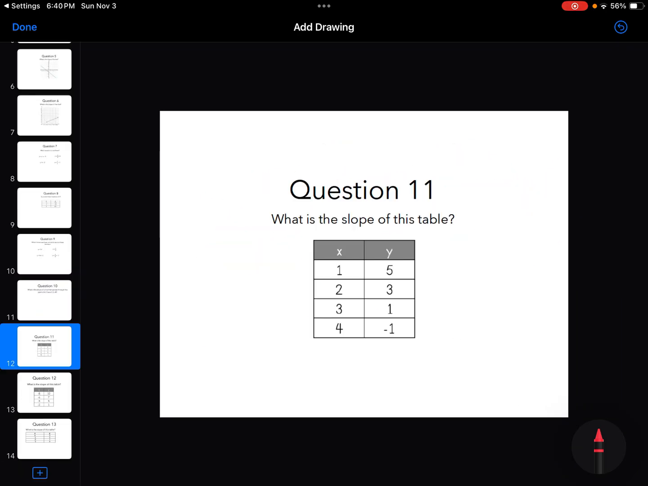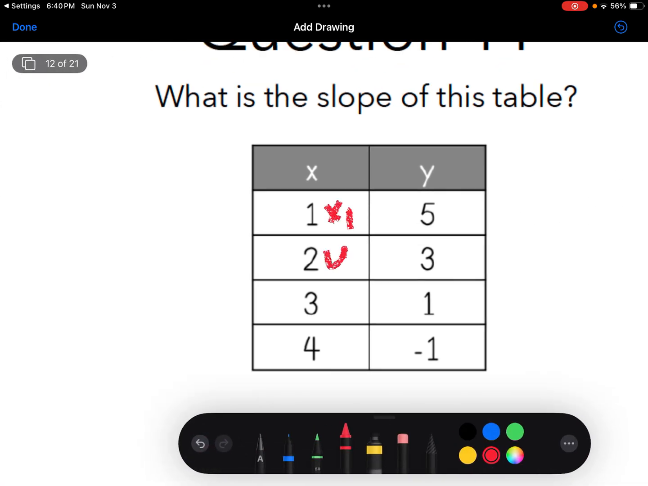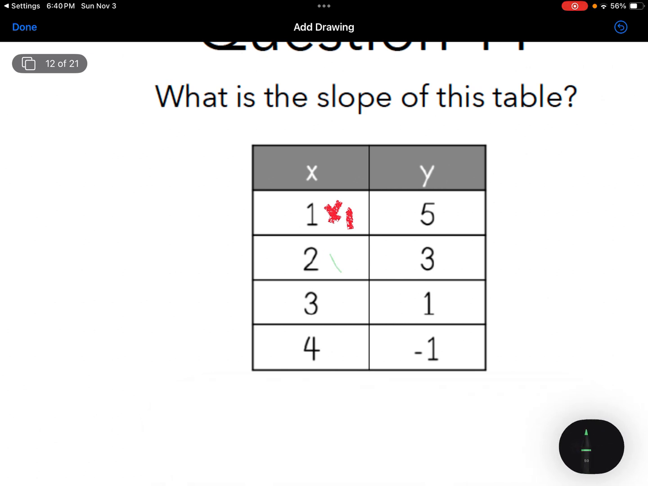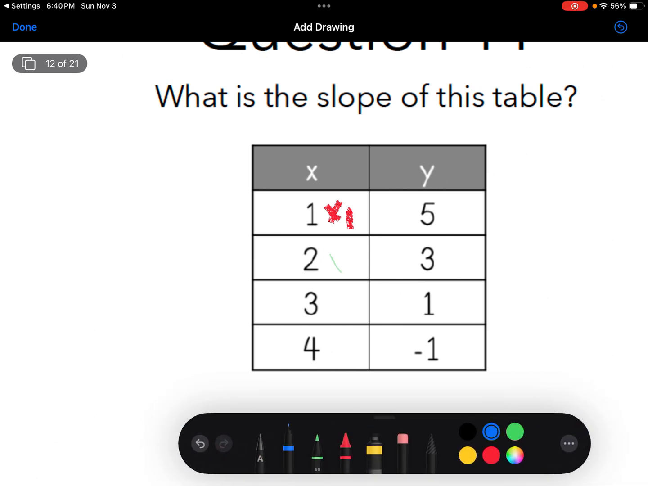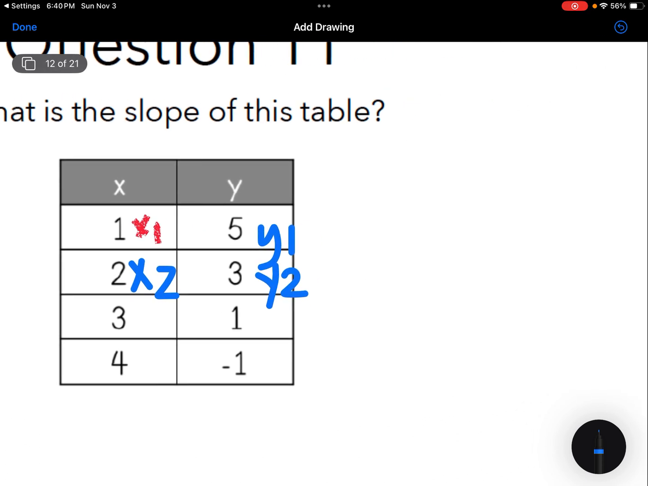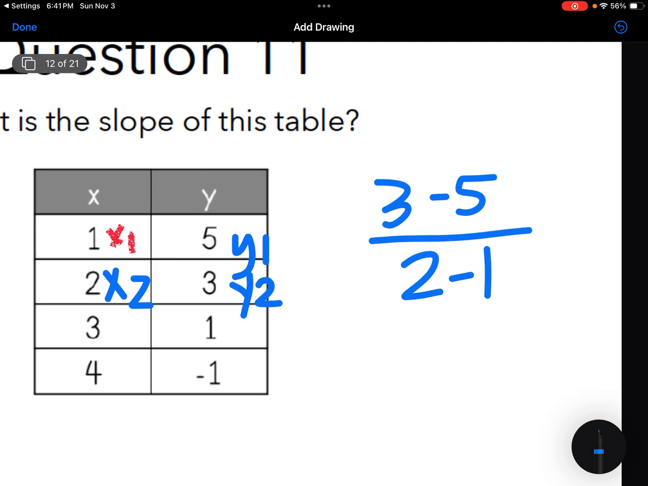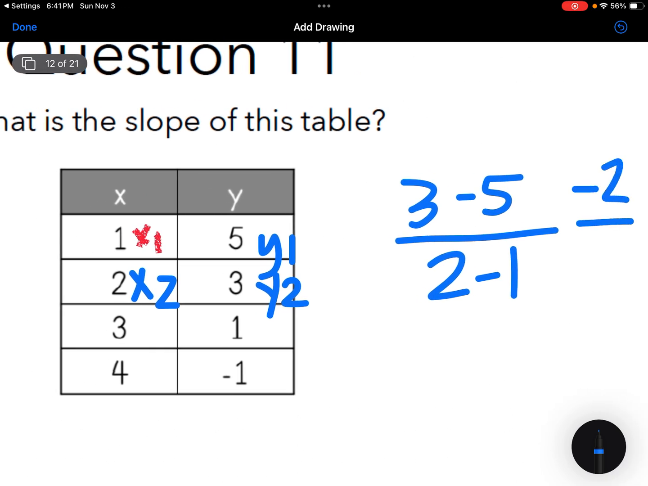All right, what's the slope of this table? So we have x1, x2, y1, y2. So we have 3 minus 5 divided by 2 minus 1. So that's negative 2 divided by 1, so our slope is negative 2.